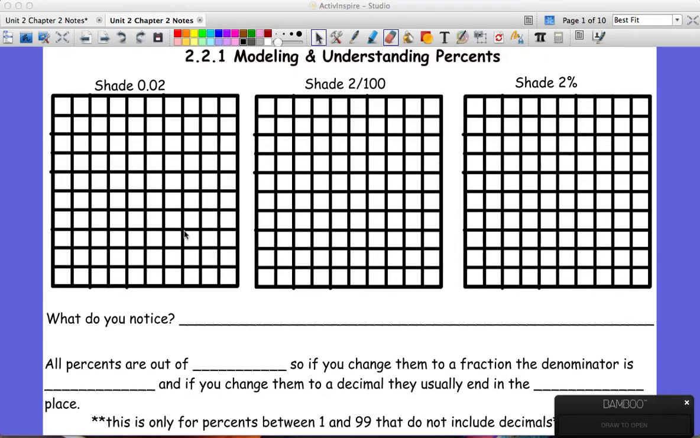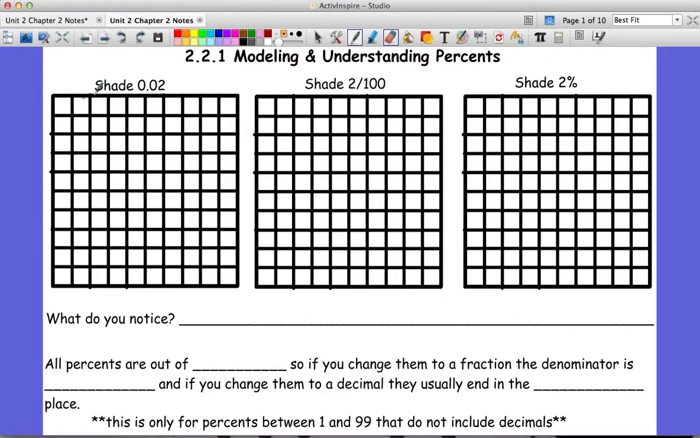Welcome to Unit 2, Chapter 2, Lesson 1, Modeling and Understanding Percents. So the first thing I want you to do is shade in the amount that's given to you above each of the grids. Then I want you to take a look and tell me what you notice about each of those grids. When you come back, we'll talk about what you found.